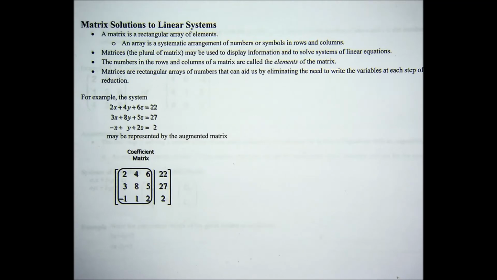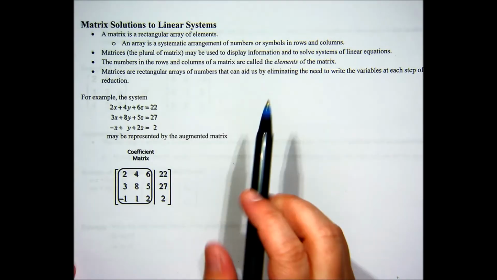When you were solving systems of equations before, you were dealing with the addition method, substitution method, or graphing method. Now we can take a system of equations and solve it by matrix. A matrix is simply just a rectangular array of elements. You have rows and columns. Rows go horizontally, columns go up and down.